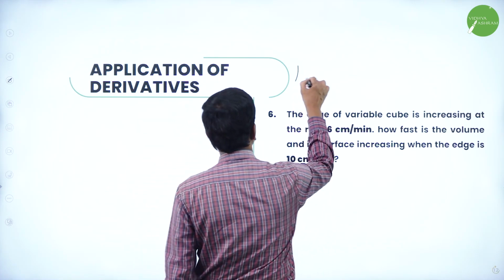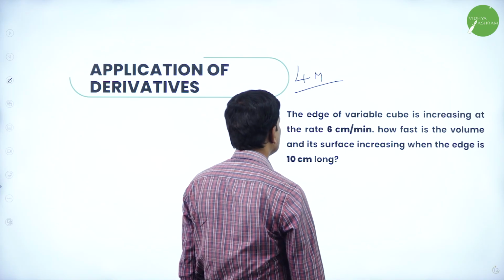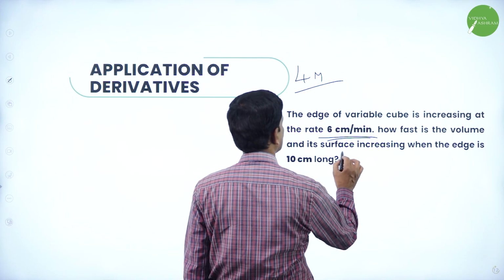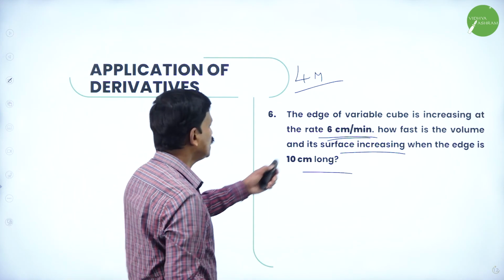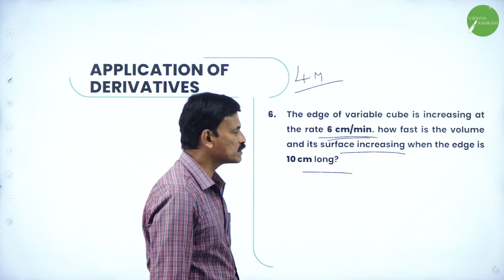This is a 4-marker question. The edge of a variable cube is increasing at the rate of 6 centimeters per minute. How fast is the volume and its surface area increasing when the edge is 10 centimeters long?